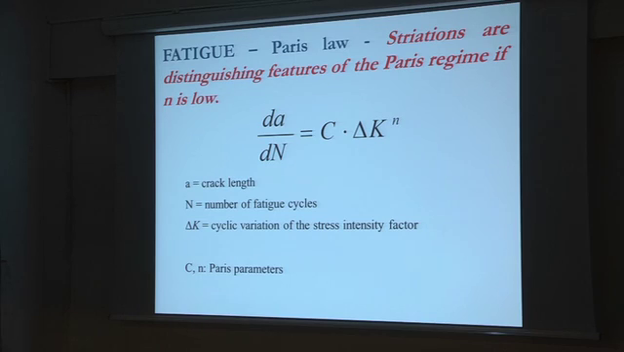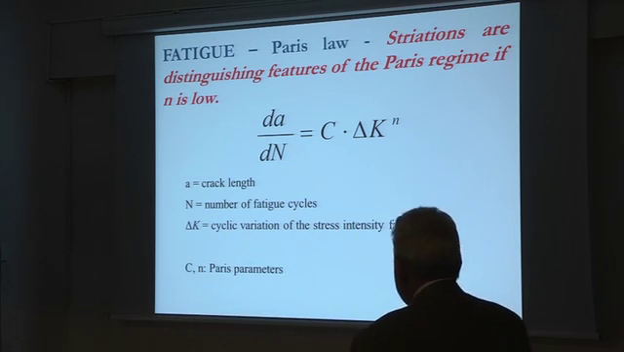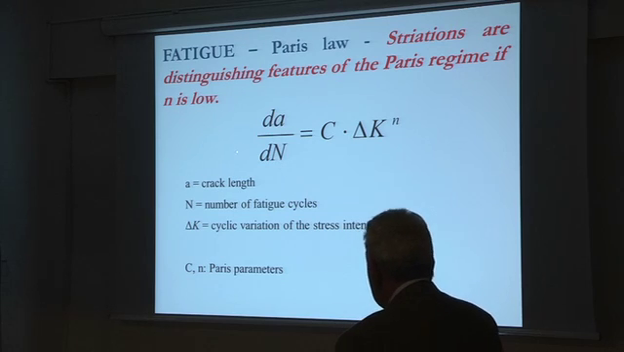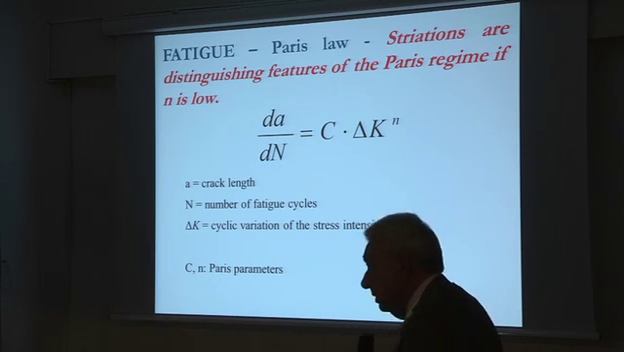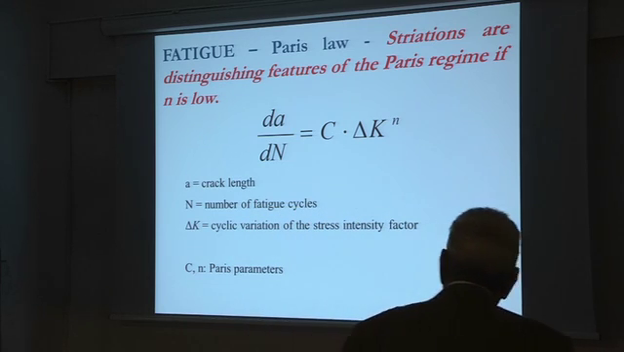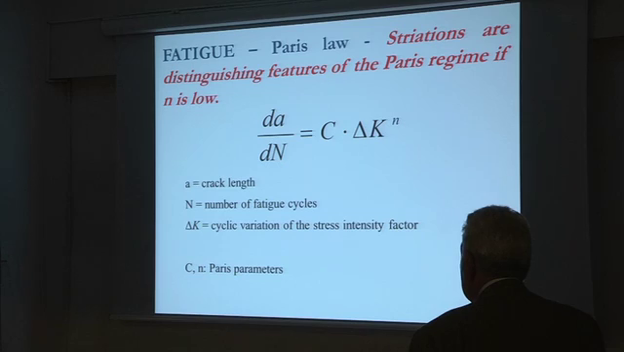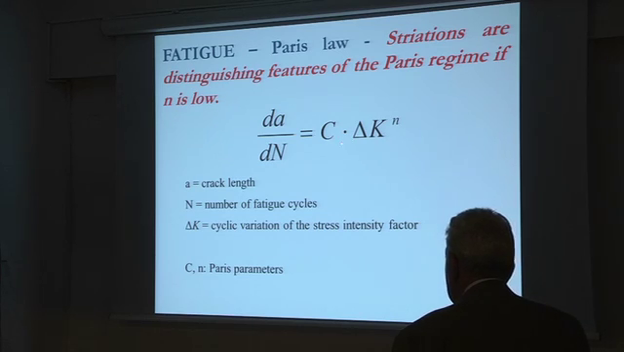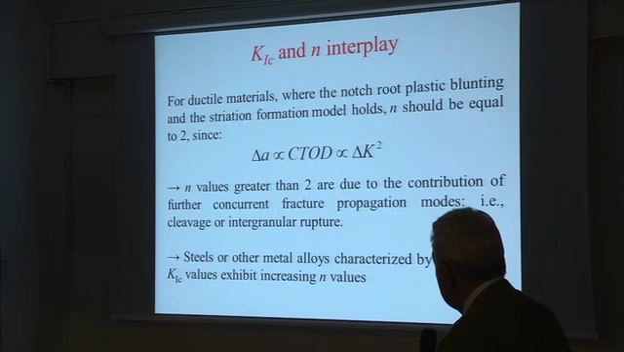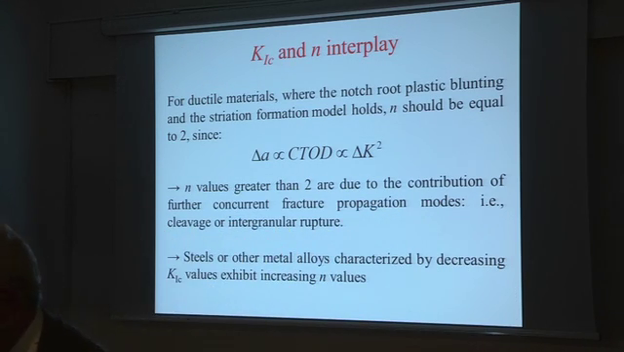To understand, we have to make a link between the crack growth velocity and the applied delta K. And this, as you see, is what is known as being the Paris law. This is an exponent that is a Paris parameter, and this is a pre-exponential term that is also a Paris parameter. How much should N be?